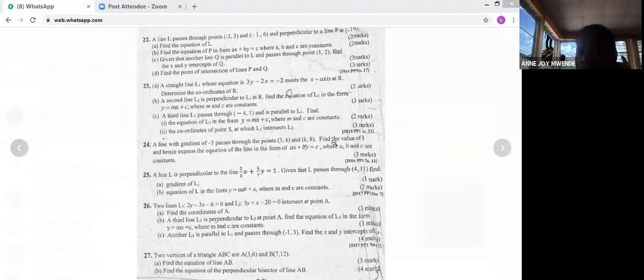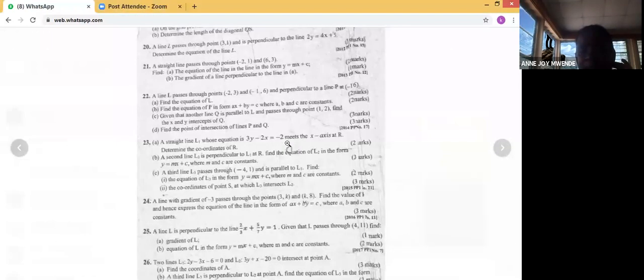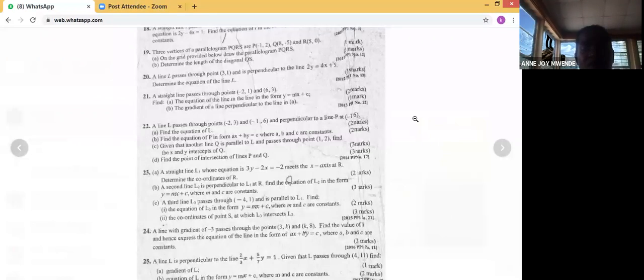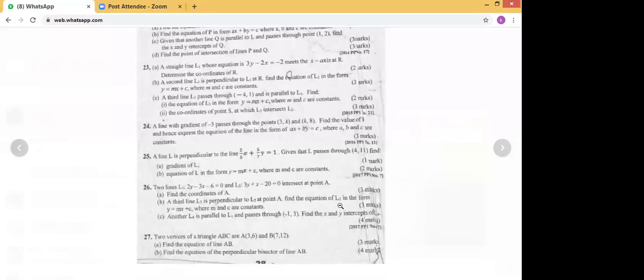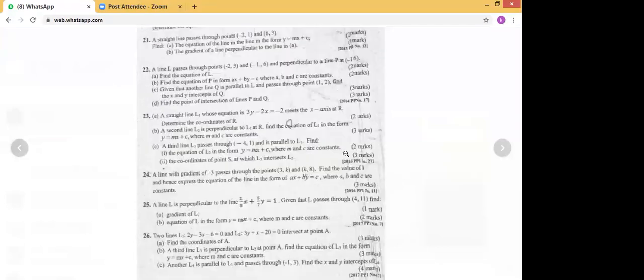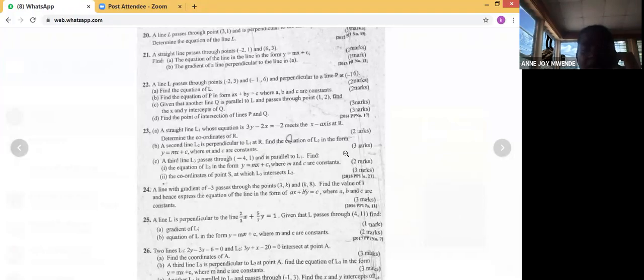Number 22. A line L passes through points (-2, 3) and (-1, 6), and is perpendicular to a line P at (-1, 6). Find the equation of L.